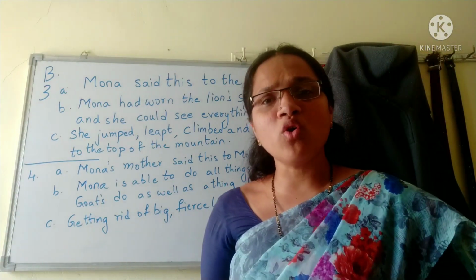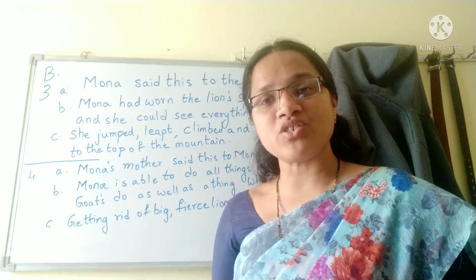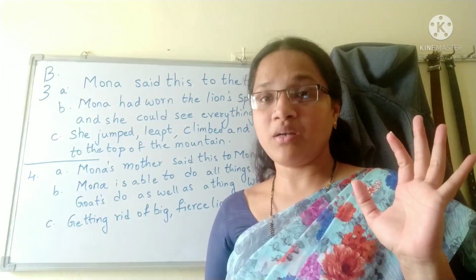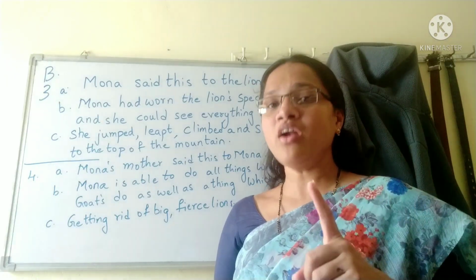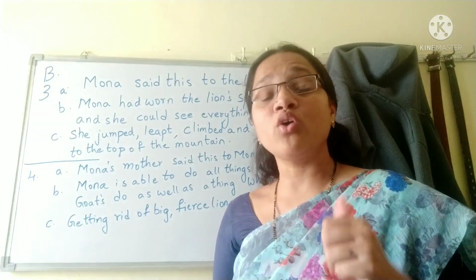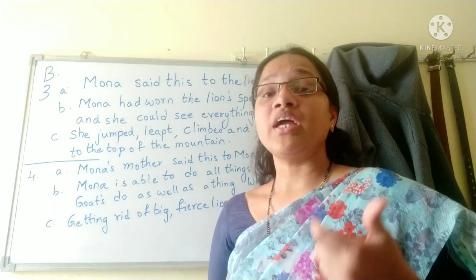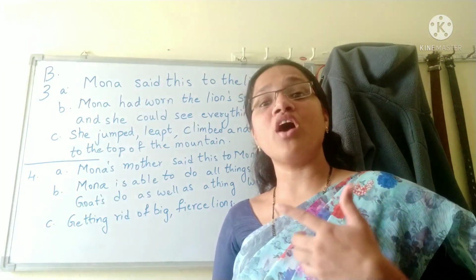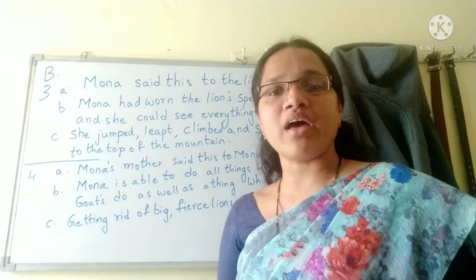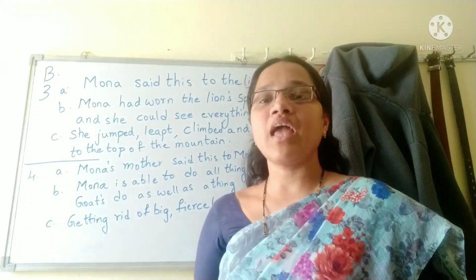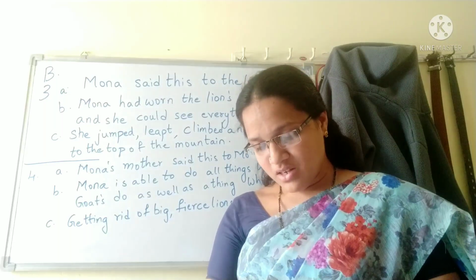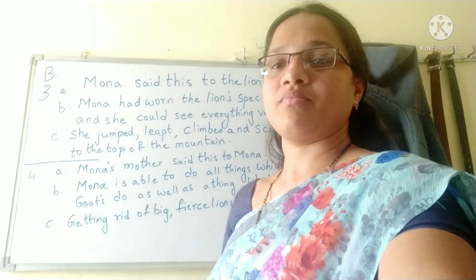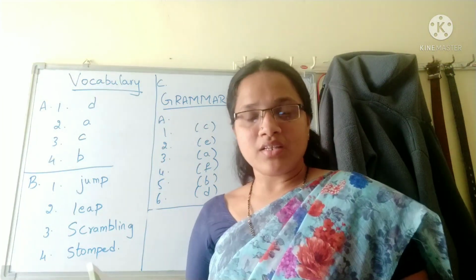So if a goat goes near the lion, what will happen, children? Immediately the goat will get afraid and run away. But did Mona do that? No, she did not do that. Not only growing sunflowers which goats cannot do, she is also not afraid of a fierce lion, and she got rid of it. She just went to the lion, spoke something and came back, isn't it? Yes. So that is the something else which is referred to in this line. So writing that part is completed now.